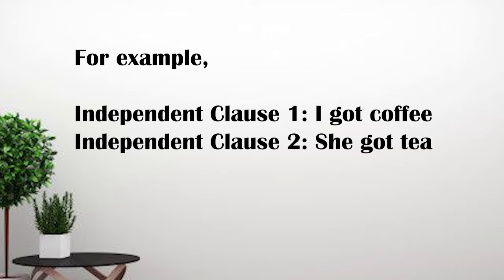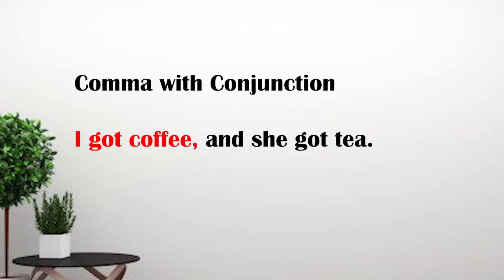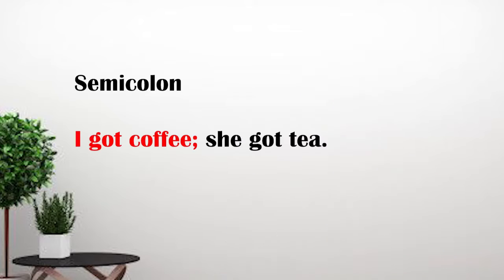I got coffee, she got tea. To use a comma and conjunction, we put it this way: I got coffee, comma, after the first independent clause, and then the second independent clause will start with a conjunction, and she got tea. I got coffee, and she got tea. To use a semicolon, we put it this way: I got coffee, semicolon, she got tea. The second independent clause starts with a small letter.